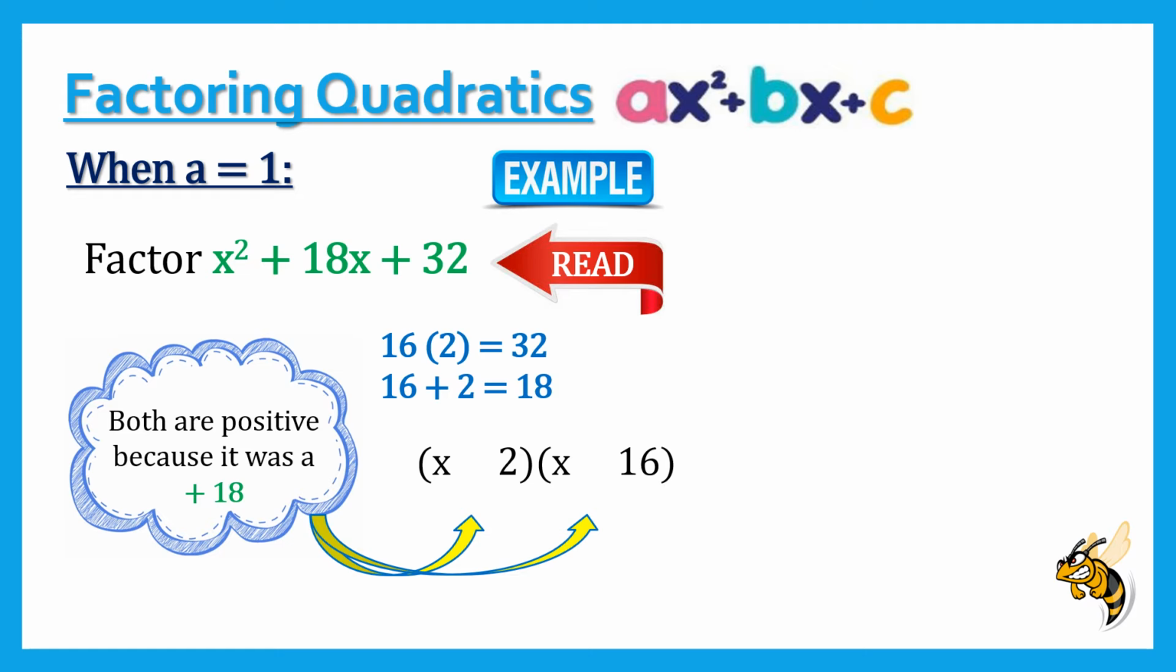But both are positive because it was a positive 18. Remember, both of them take the sign of b. And if you double check, 2 plus 16 equals 18. Positive 2 times positive 16 is positive 32. So that means it did it correctly, and that would be your final answer.